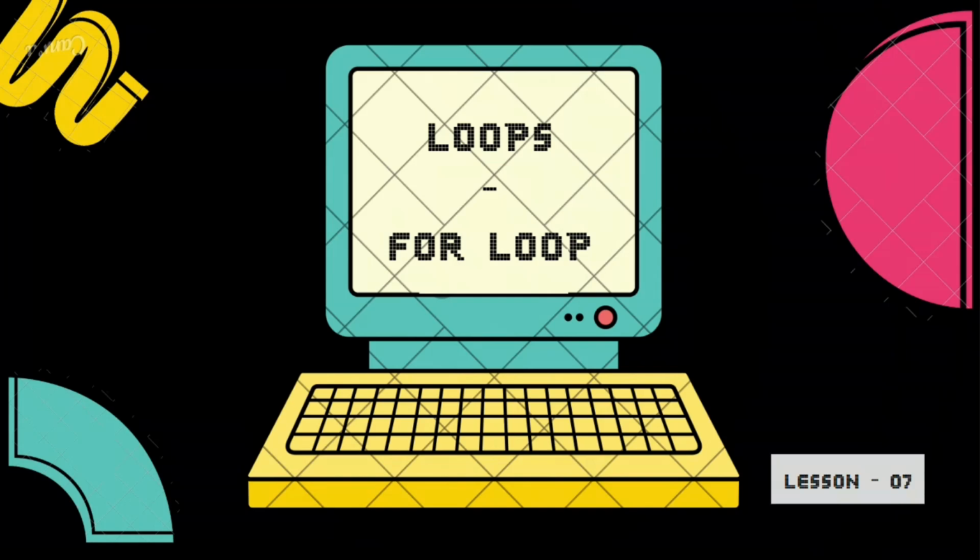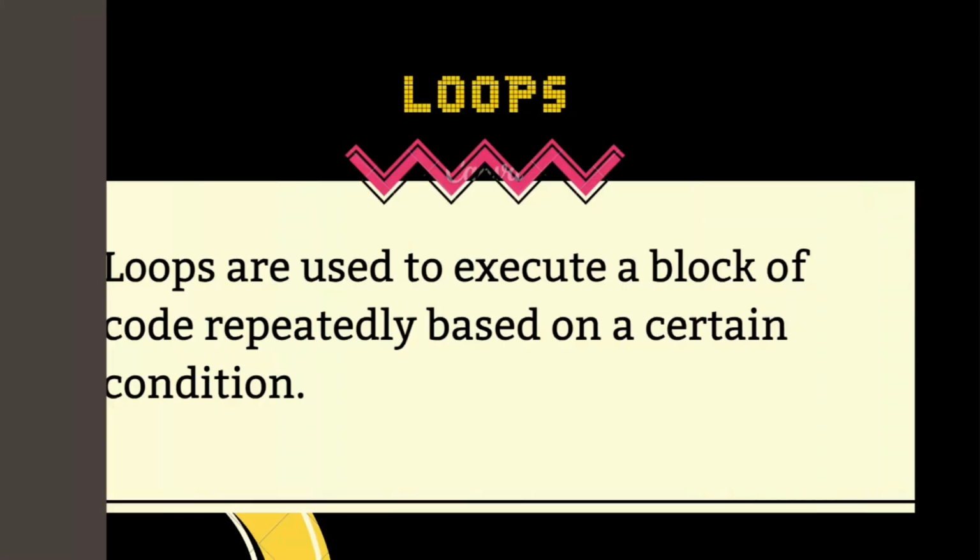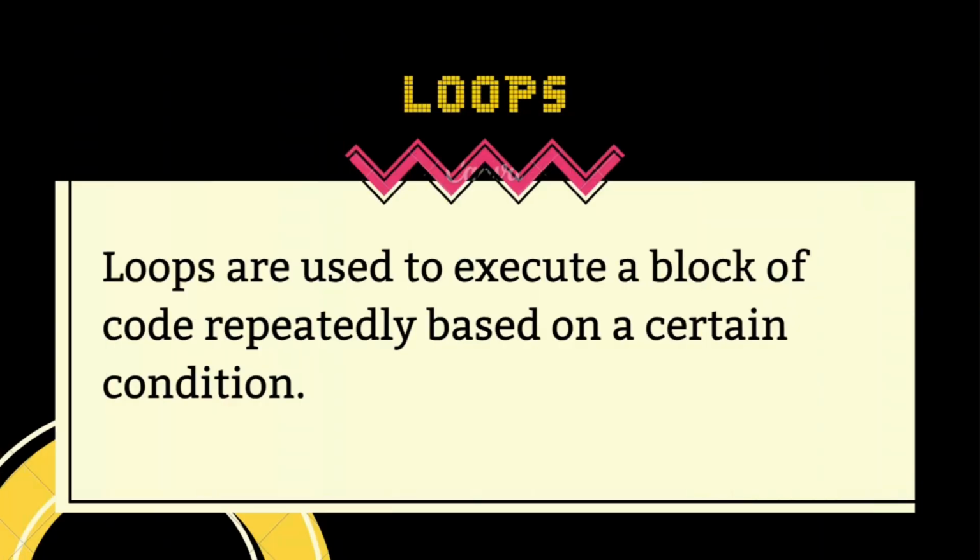In this video, we will talk about loops, specifically for loops in the C programming language. In C programming, loops are used to execute a block of code repeatedly based on a certain condition. It automates repetitive tasks and iterates over a sequence of elements, such as a list or a range of numbers.